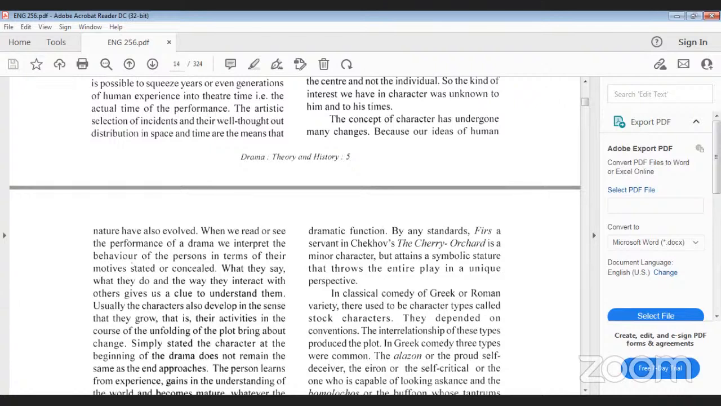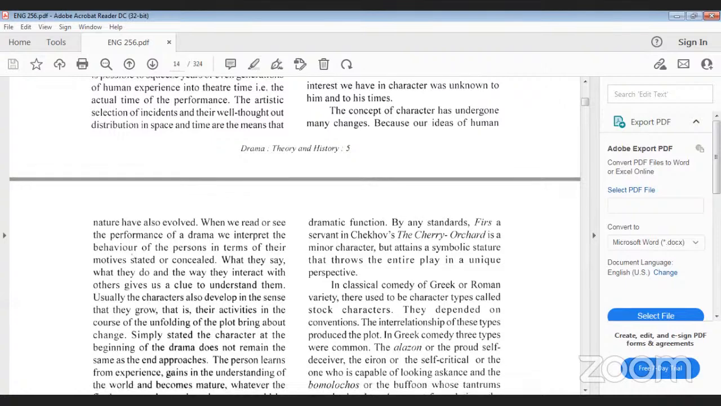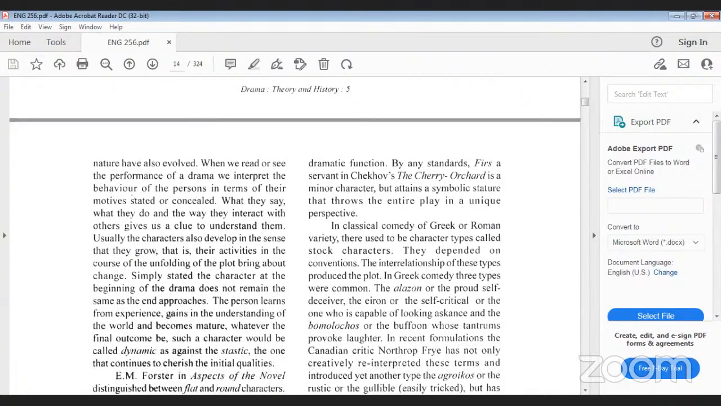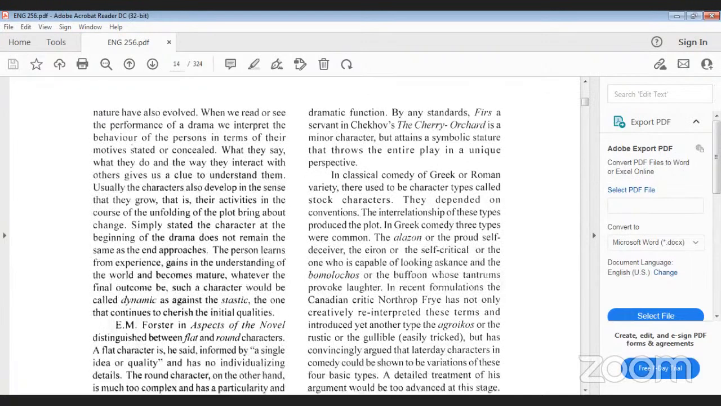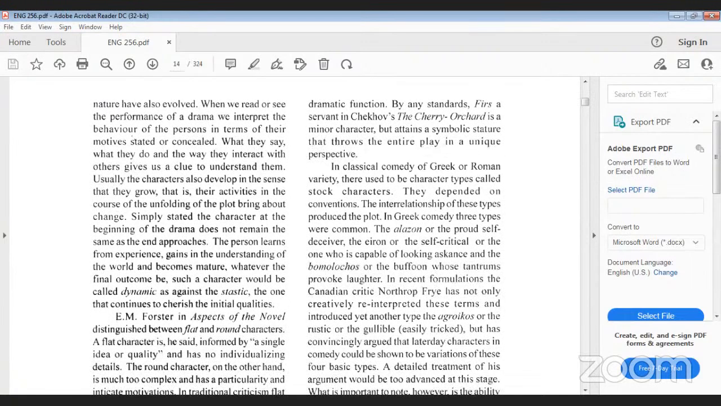Usually the characters also develop in the course of the play; they grow. That is, their activities in the course of the unfolding of the plot bring about changes. Simply stated, the character at the beginning of the drama does not remain the same as the end approaches. The person learns from experience.